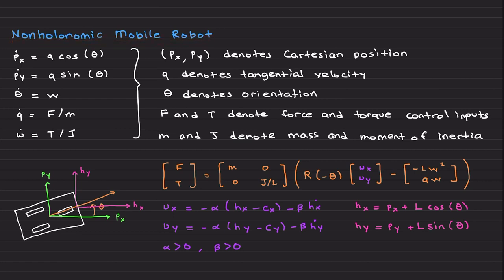So if you remember, the motion of the mobile robot is represented by these 5 differential equations. Px and Py denote the Cartesian position of the vehicle. Q was the tangential velocity, theta is the orientation, and F and T were our force and torque control inputs. To avoid nonlinear, non-holonomic control synthesis, we choose F and T like this, and this allowed us to linearize the system.